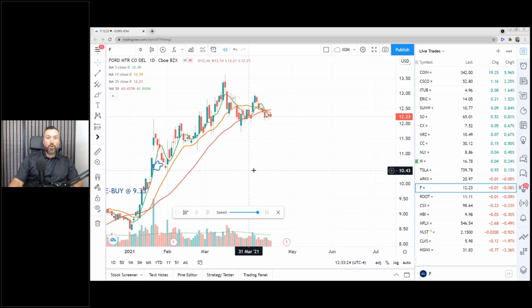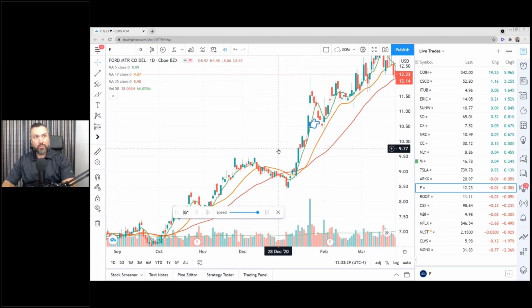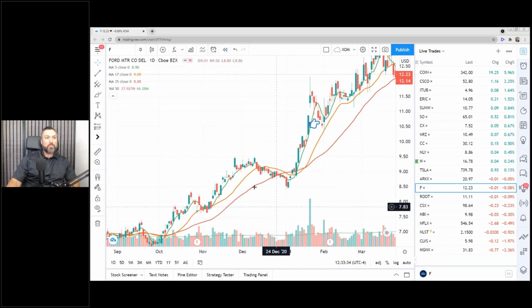Let me go back to Ford here. Look at this big break. That's an old trade. We already made money on that one. I'll clear that out, okay? See, look at the break. This is a great example of how we use it. Let me just show you once again.